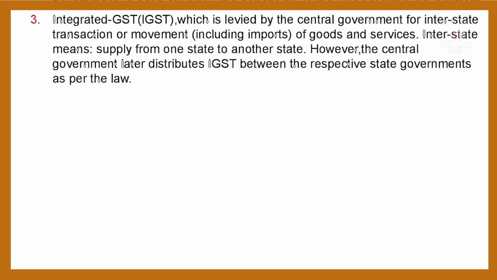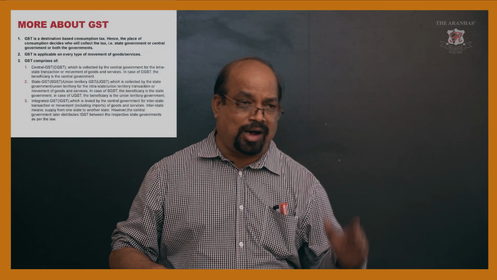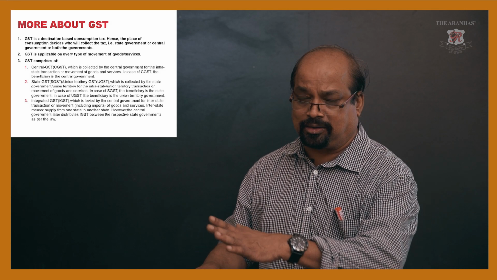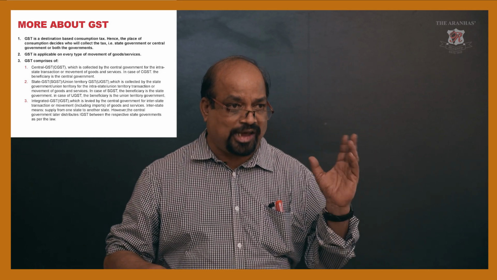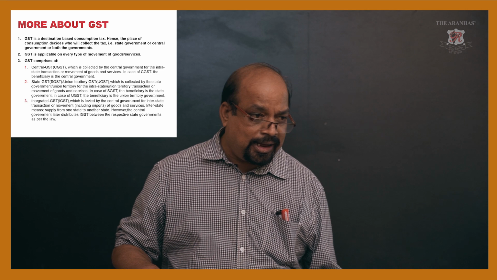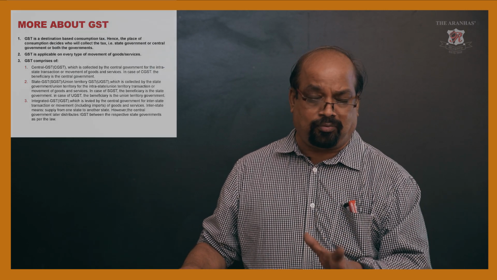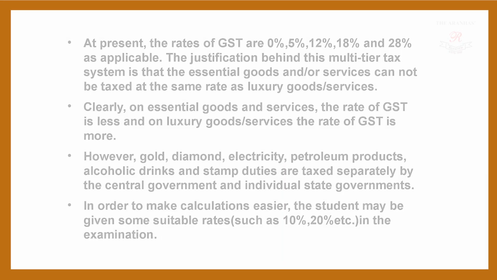Then integrated GST, which is levied by the central government for interstate transactions. That means if one good is transferred from one state to another state, if the rate of GST is 10%, then the entire 10% will go to the central government. Is it clear to you people?